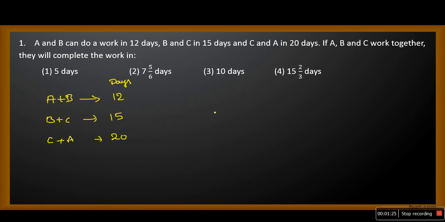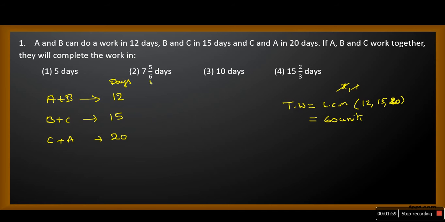Now, how to solve this question? We don't know the total work. Instead of taking total work as X units or 1 unit, we will choose a convenient value. How to choose that convenient value? Total work is equivalent to the LCM of the given days. What is the LCM of 12, 15 and 20? It is equal to 60. Assume the total work as 60 units.